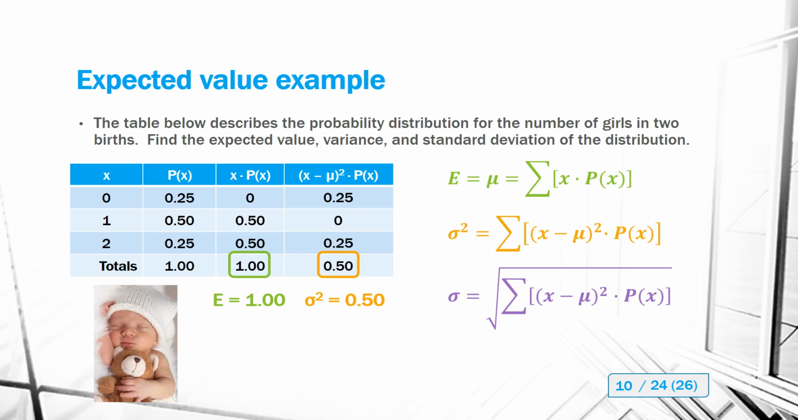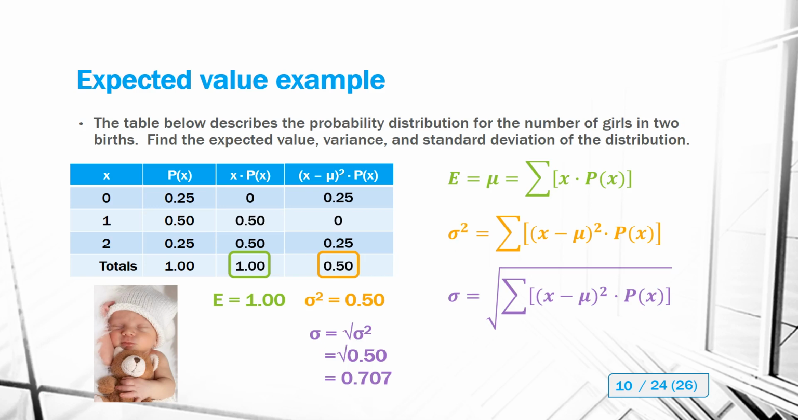So I just take the variance and take the square root. Square root of 0.5 is 0.707. This is my standard deviation. So this is the way we calculate it. Keep in mind, what I just ran through here is the old school way of calculating the expected value.